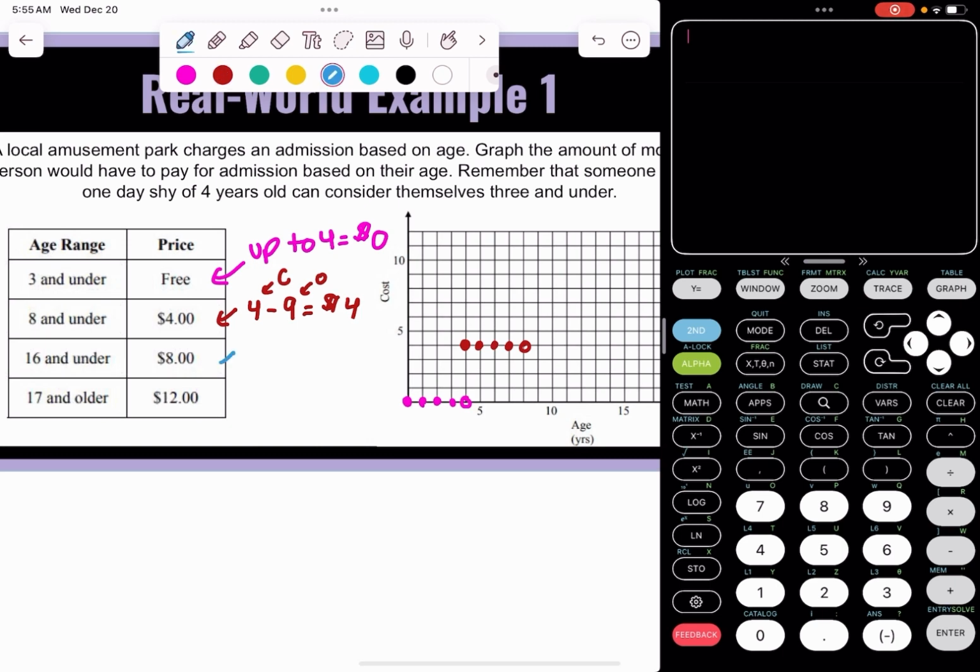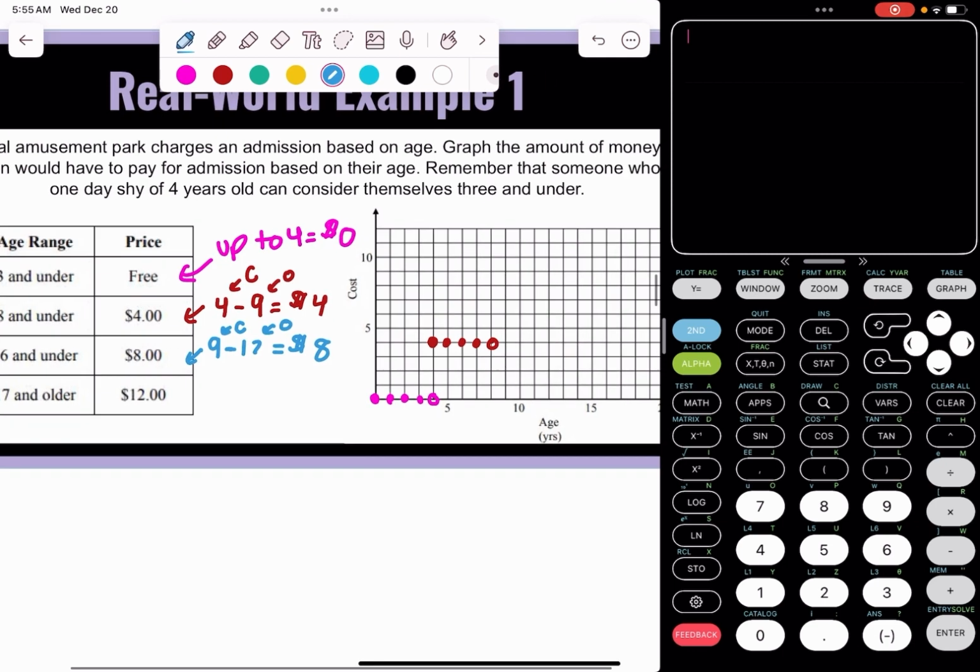All right. From when you are 9 up until when you are 16, you are going to pay $8. Since 8 and under is definitely 4, that means 9 is definitely 8, so that's a closed circle. But I meant to put 17 here, because when you are 16 and some odd days, you are almost 17, but not quite, so that's an open circle.